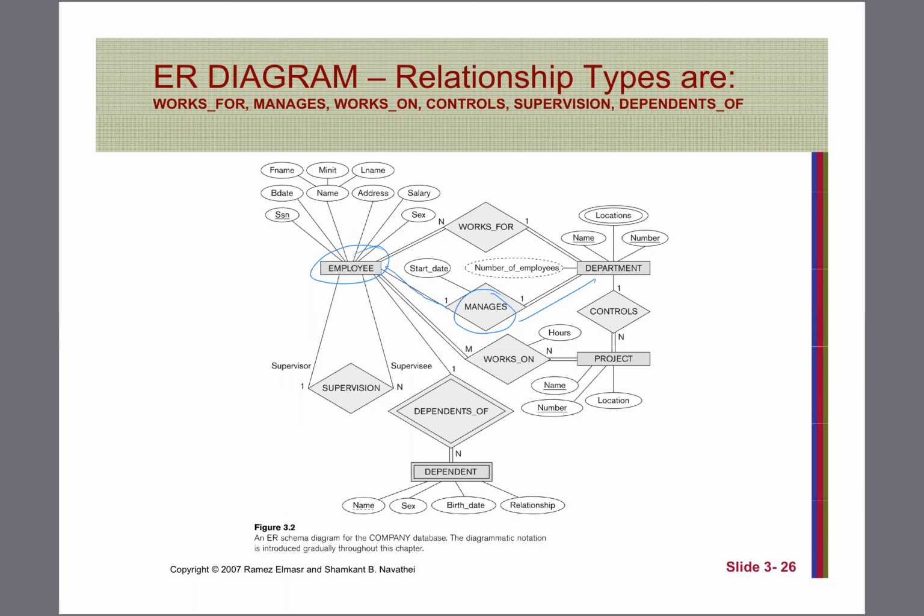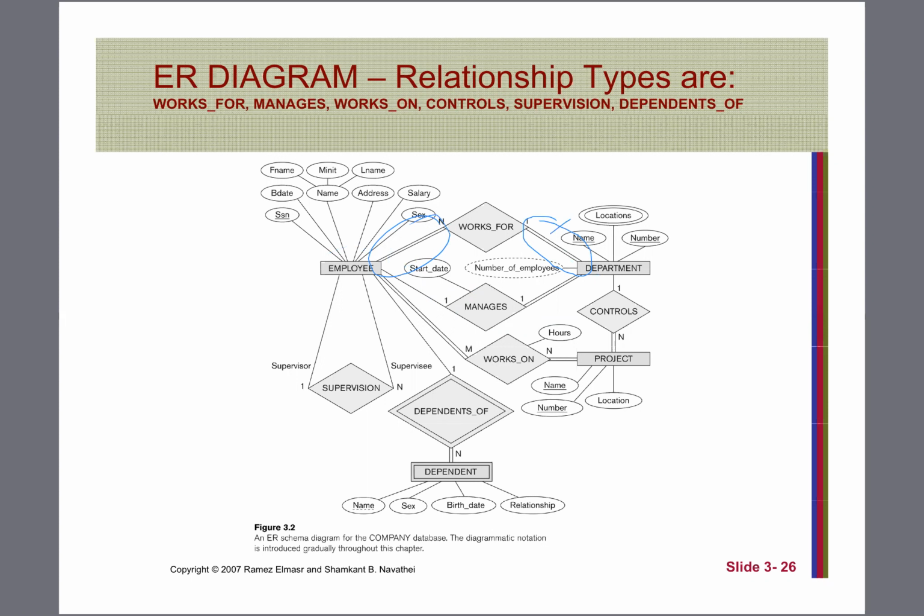Now look at another example here. Employee works for the department. You can see there is complete participation here, and there is complete participation here, indicated by the fact that it has double lines here and it has double lines here.